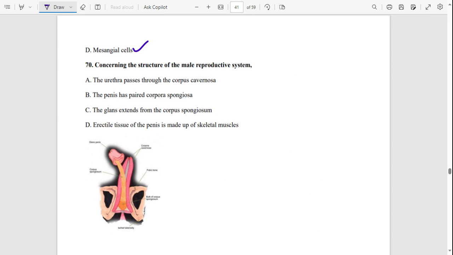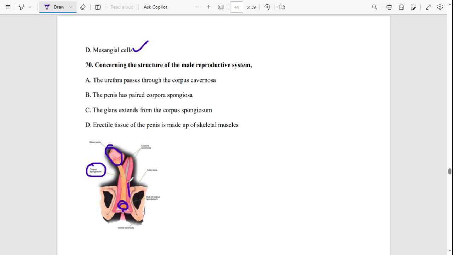And then 70. Concerning the structure of the male reproductive system. Before we even answer the question, I just put this picture here so that we can see. We have got the corpus spongiosum. We are starting at the bottom here, at the beginning on the pelvic bone, as a bulb of the corpus spongiosum. And then at the end of the corpus spongiosum, we have got the glans penis. And it's in the corpus spongiosum that we have got the urethra passing.